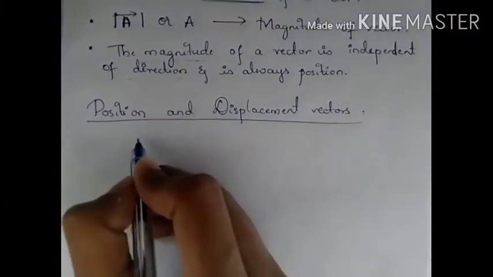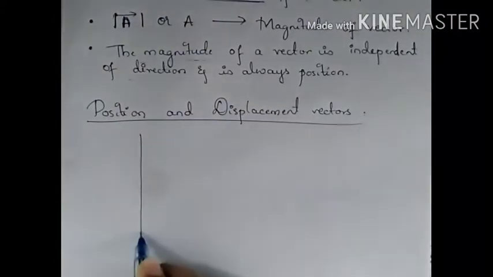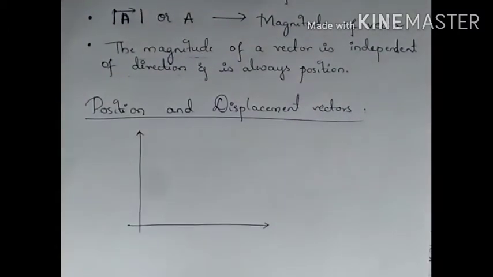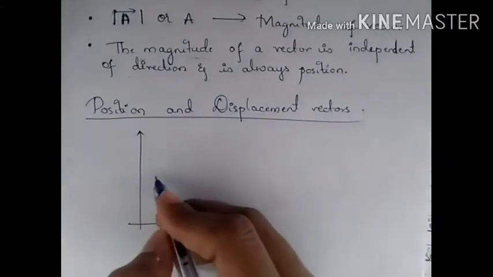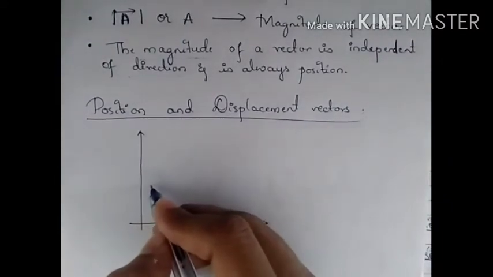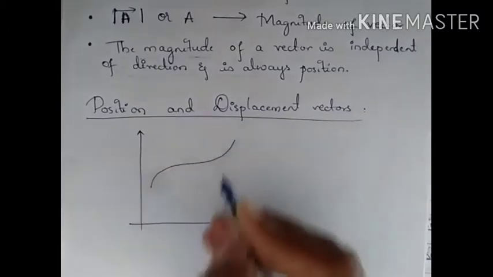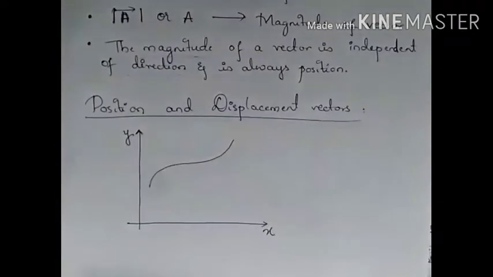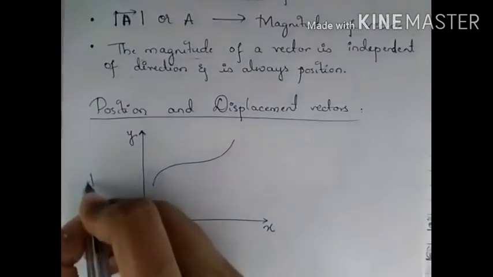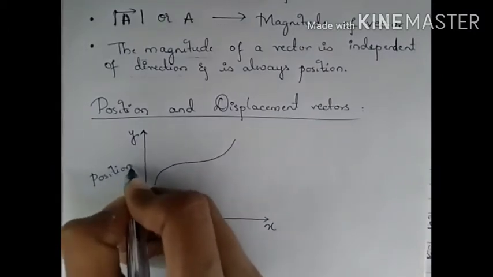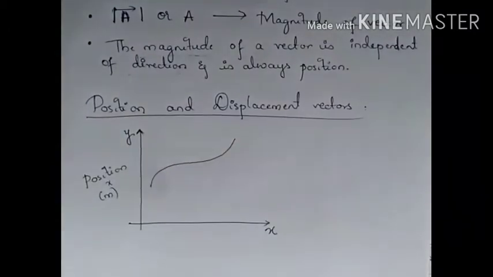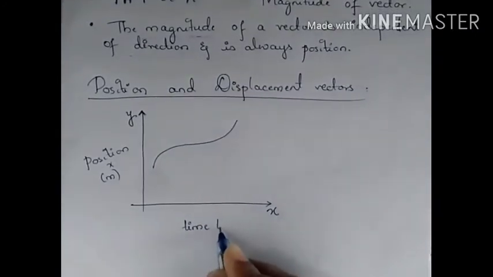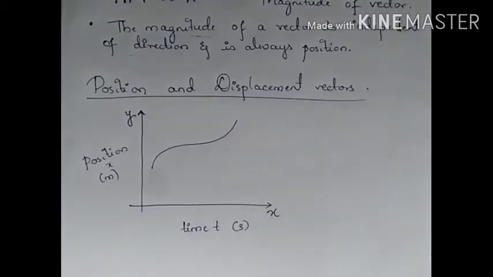So now let us consider the motion of an object in a plane. Let's suppose the motion of the object is like this. So this is the x-axis, this is the y-axis, and the y-axis gives the position, that is x. The unit for it is meters, and the x-axis gives the time, that is t, and the unit for time is second.